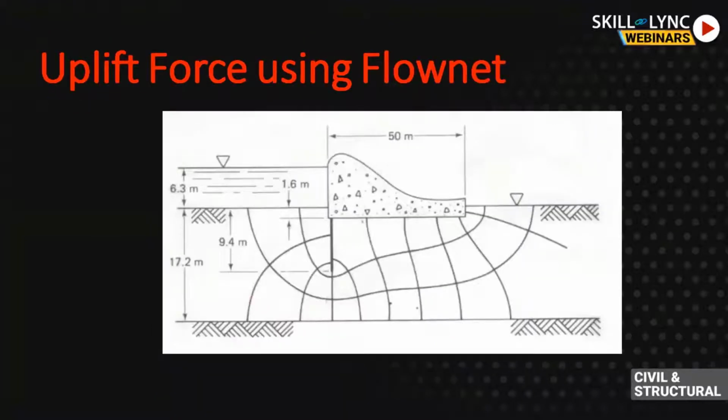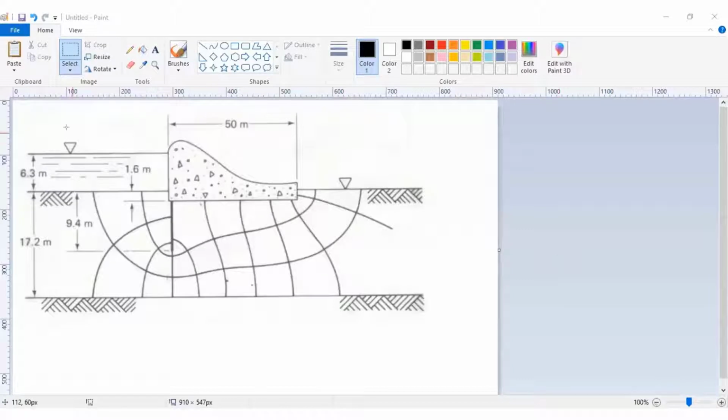Now, in the same way, you can do the calculation for the uplift force using the flow net. How am I going to use the flow net for the uplift force? I have to calculate the pore pressure at these locations. Suppose this is A, B, C, D, E. I should be able to get the pore water pressure at these points: UA, UB, UC, UD, and UE. So how am I going to do that?